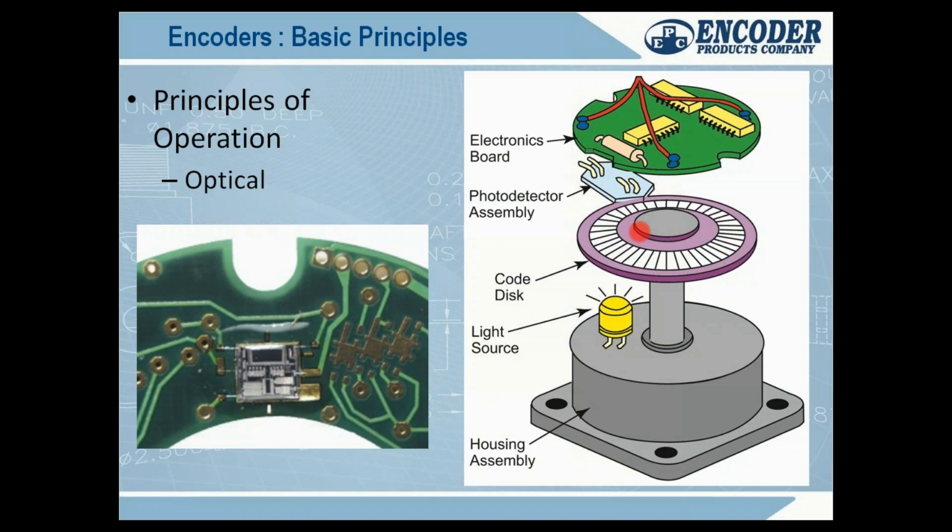So if I have 1,000 lines on this disk with the light shining through, my end result is I will have 1,000 square pulses per revolution of this encoder coming out of this top board. This is a picture of an ASIC, a photodetector assembly. That's where all the magic happens, receiving that light.